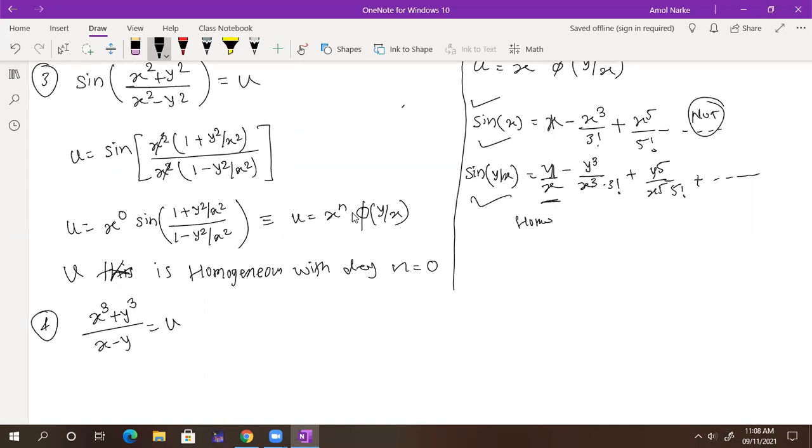It is homogeneous or not? It is homogeneous, with degree? Two. Absolutely correct. How can you write that function? You can take x cube common: x cube into 1 plus y cube divided by x cube, and you can take x common here, so 1 minus y divided by x. So you can write it as x square into some function of y divided by x, because here we have y divided by x cubed, here 1. So it is homogeneous.